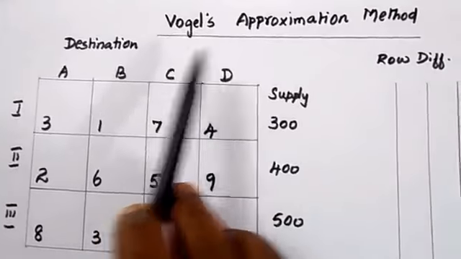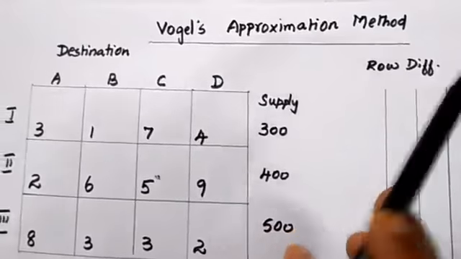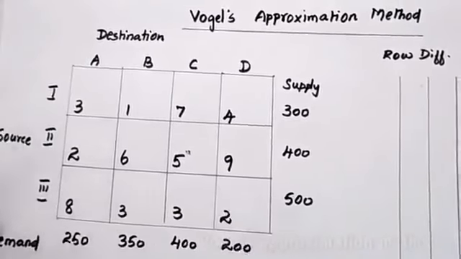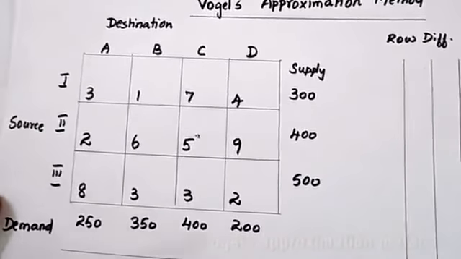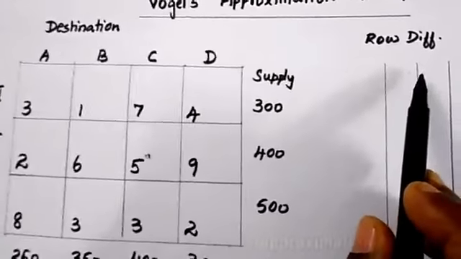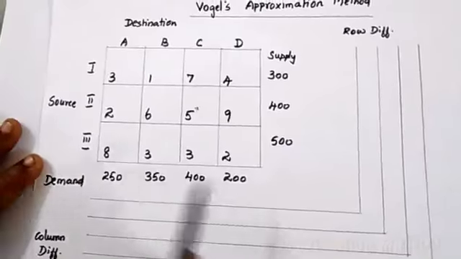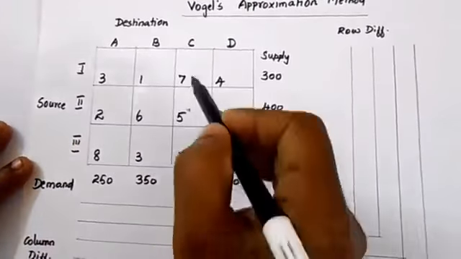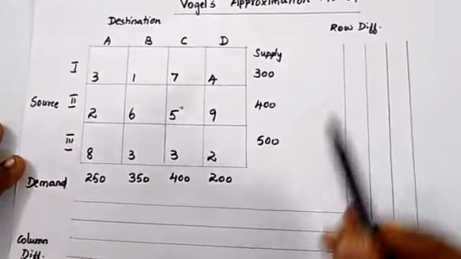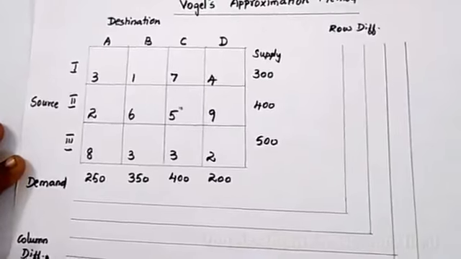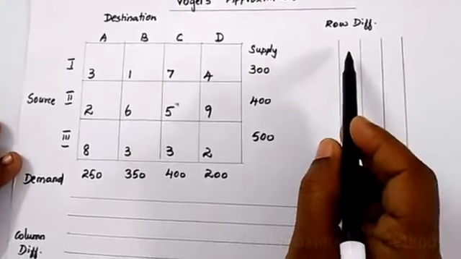Okay, let us see Vogel's approximation method. According to this method, before we solve the problem, first we need to find out row difference and column difference. For each and every row and for each and every column, we need to identify row difference and column difference. How can you find out the row difference?